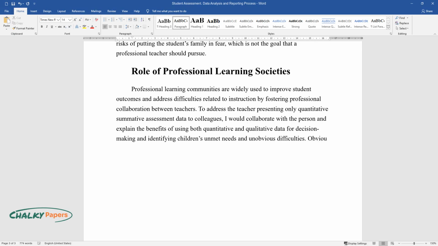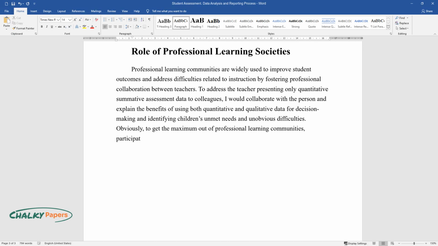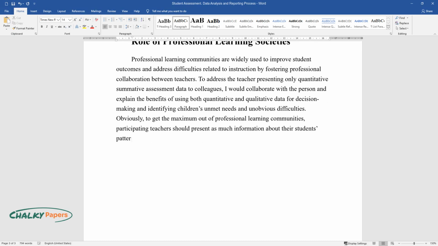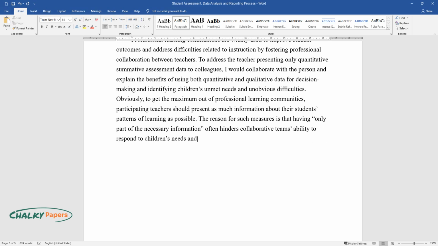difficulties. Obviously, to get the maximum out of professional learning communities, participating teachers should present as much information about their students' patterns of learning as possible. The reason for such measures is that having only part of the necessary information often hinders collaborative teams' ability to respond to children's needs and causes significant theoretical disagreements.